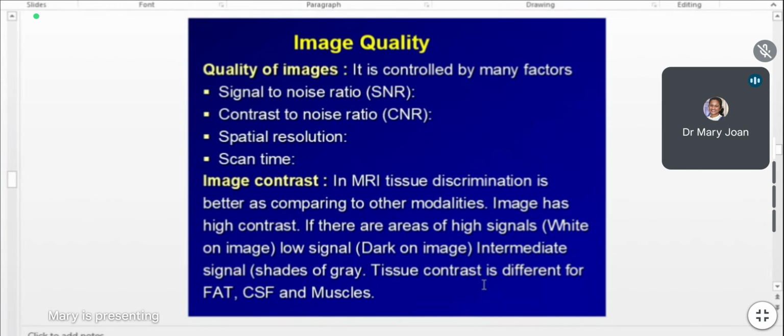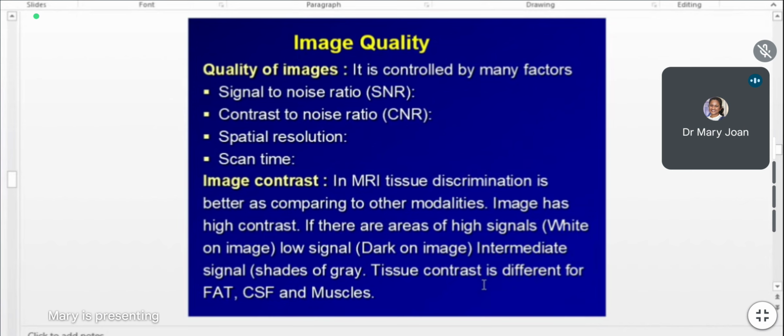And the quality of the images is controlled by many factors: signal to noise ratio SNR, contrast to noise ratio CNR, spatial resolution, scan time. So image contrast in MRI, tissue discrimination, is better compared to other modalities. If we want better tissue delineation to identify between different tissues in a better way, we need to have an MRI scan. That is not possible in CT scan or X-rays. You know that we can differentiate between bone, air and tissue, but not much between tissue and tissue. So that is better in MRI.